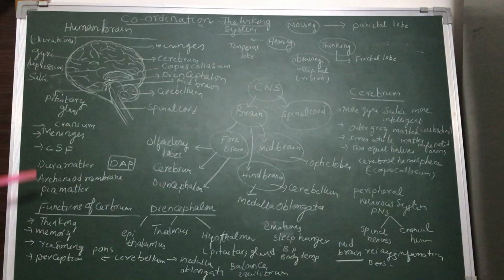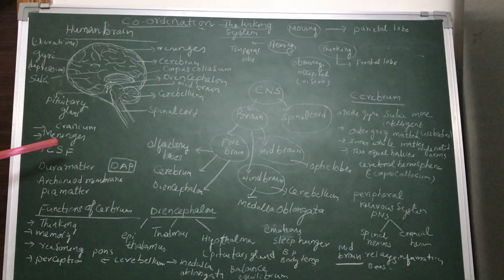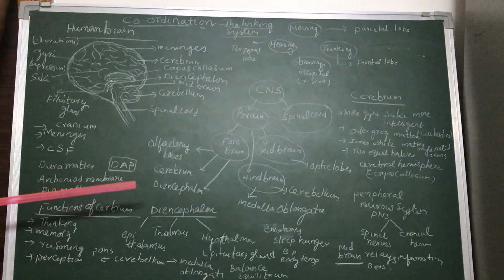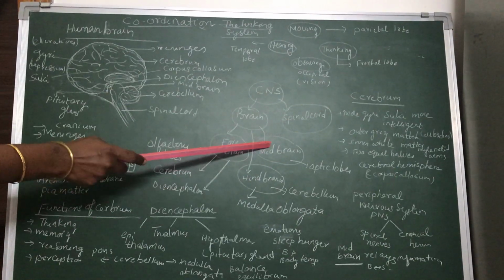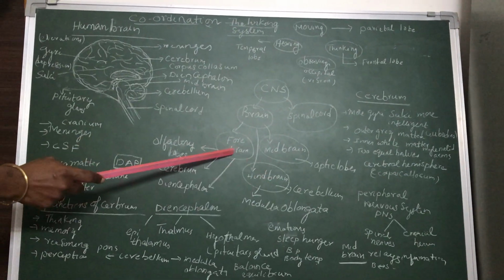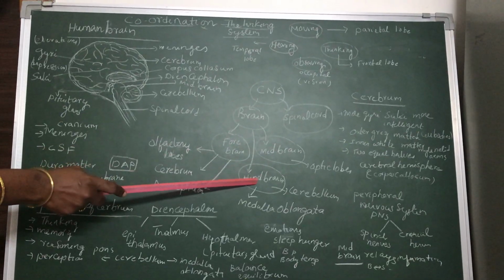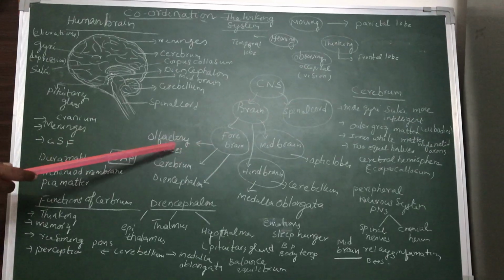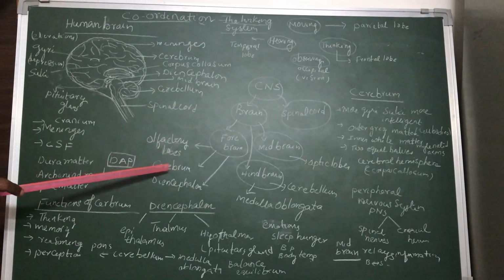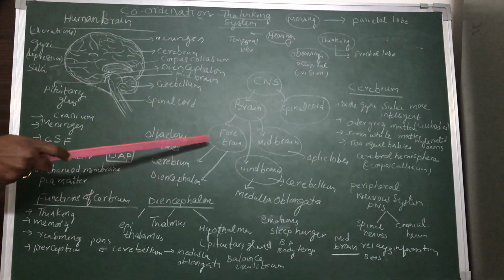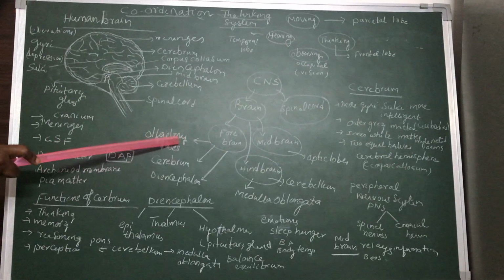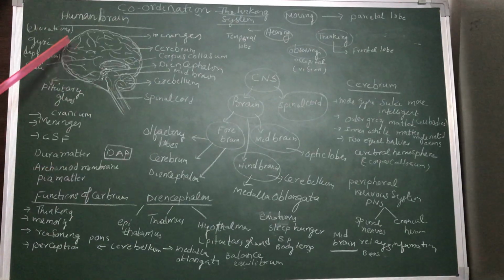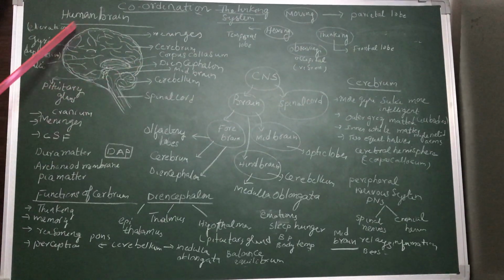Now let us discuss the parts present in the brain. The human brain is divided into three parts: forebrain, midbrain and hindbrain. Let us discuss the forebrain. Forebrain consists of three major parts: olfactory lobes, cerebrum and diencephalon. First let us discuss the cerebrum. Cerebrum is the largest part of the brain.